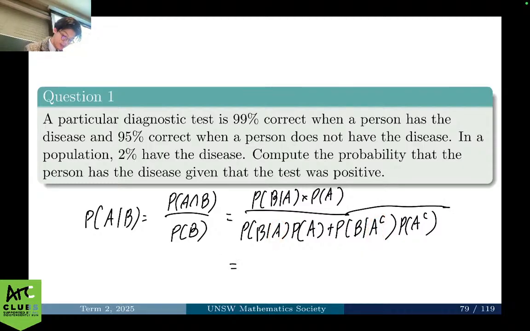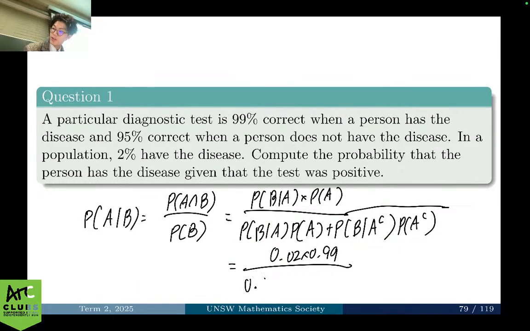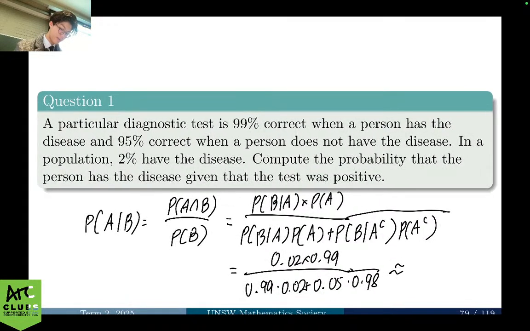And so what I get here is 0.02 times 0.99 over, now I just calculate each of these probabilities. So this will be 0.99 times 0.02 plus 0.05 times 0.98. Because given that they don't have the disease, we are given that it's 95%, so we take the complement case there. And then also, the probability of them not having the disease is 98%. So now we just compute all these probabilities in, and then we eventually get the probability 0.288, to 3 decimal places.